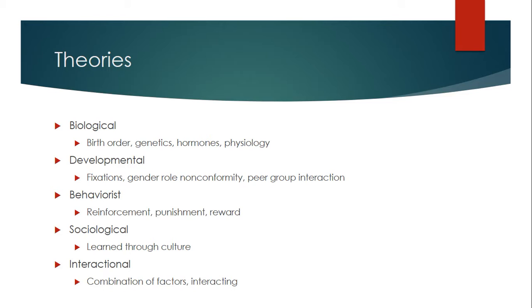So the first would be biological theories. Those are things having to do with biology, based on things like birth order or genetics. Your DNA, people would look for differences in, is there a gene that's making some people be heterosexual while others are homosexual? And things like hormones and even physiology, which would be differences in your body structure. So is there some difference in the brain makeup that makes one person heterosexual and the other one homosexual?